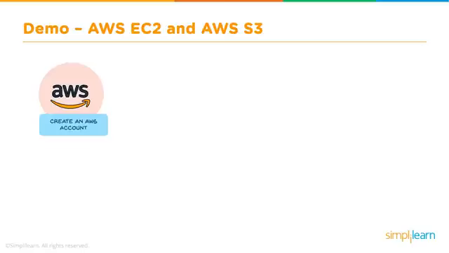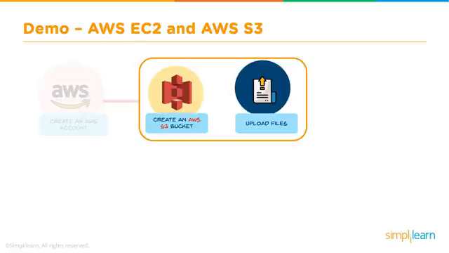Alright, so the very first thing is to have an AWS account. So create an AWS account. And the second thing is to create an AWS S3 bucket and upload the files there. The files that the EC2 server is going to pull from will get stored in S3 first.